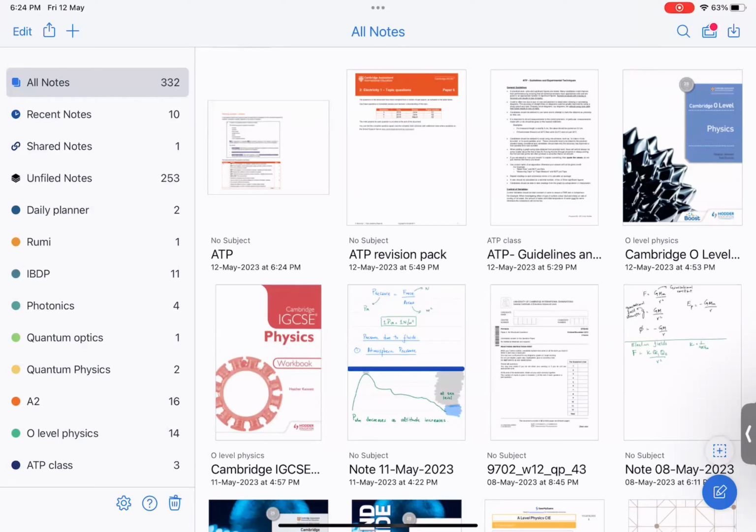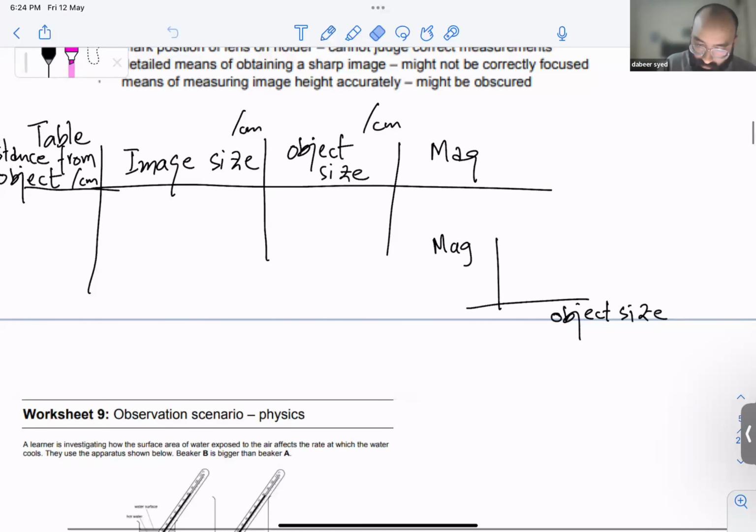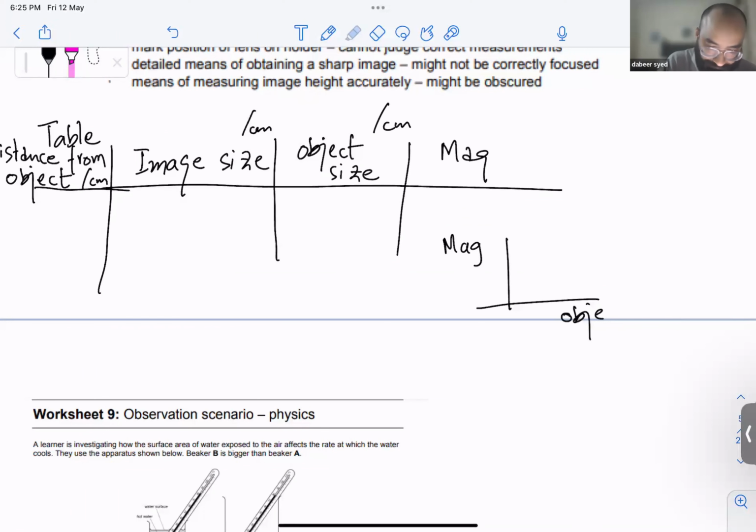So the graph that we're plotting is magnification against object size, but object size is constant. So no, not object size, object distance. So the distance of the lens from the object. So that was what the question was about. Sorry, object size nahi, object distance. My bad.